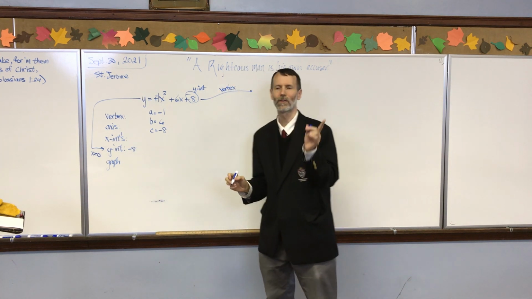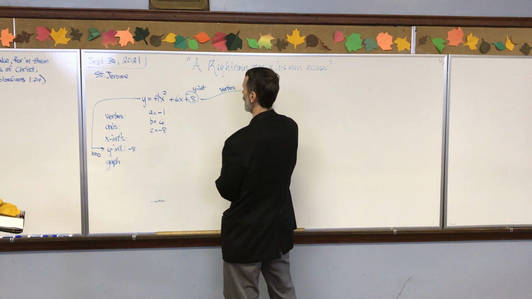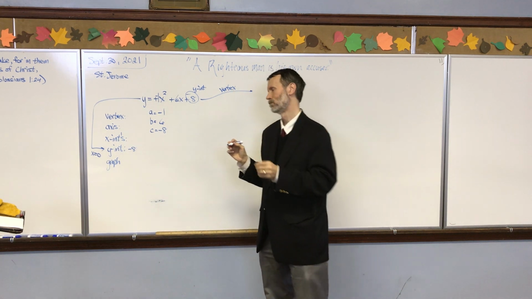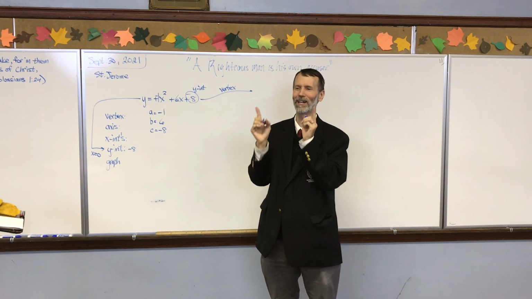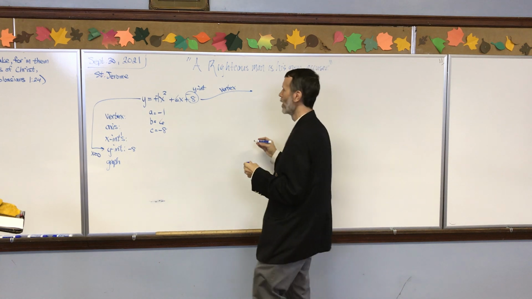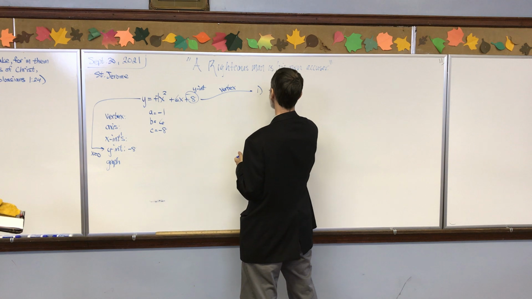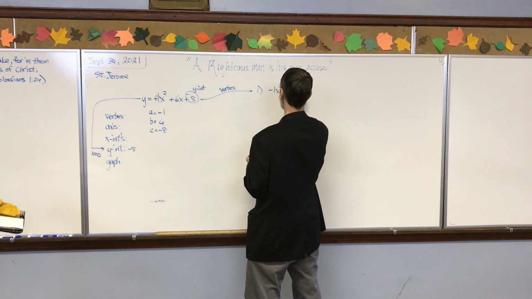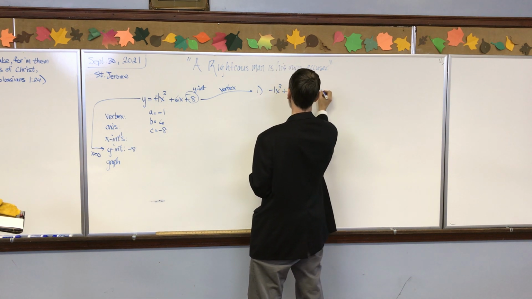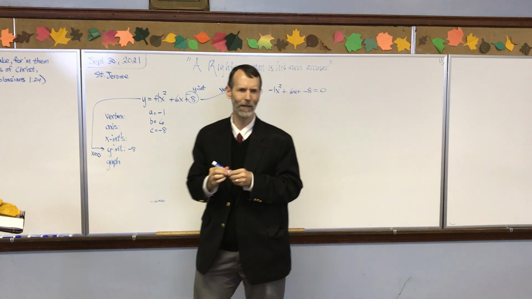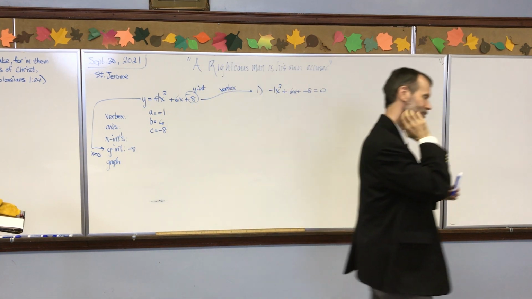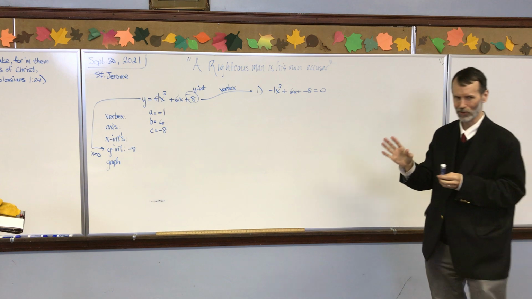Complete the square. Correct. I'm going to set it up. What's step one of completing the square? Right. Set it equal to 0. So it's negative 1x squared plus 6x plus negative 8 equals 0. Is that okay? Remember, there are 5 steps to complete the square. Step 1 is set it equal to 0.